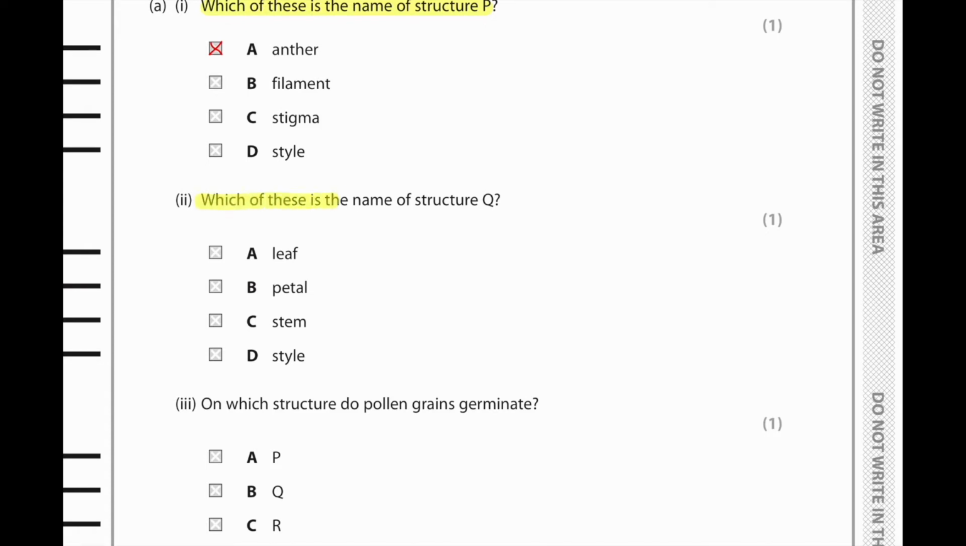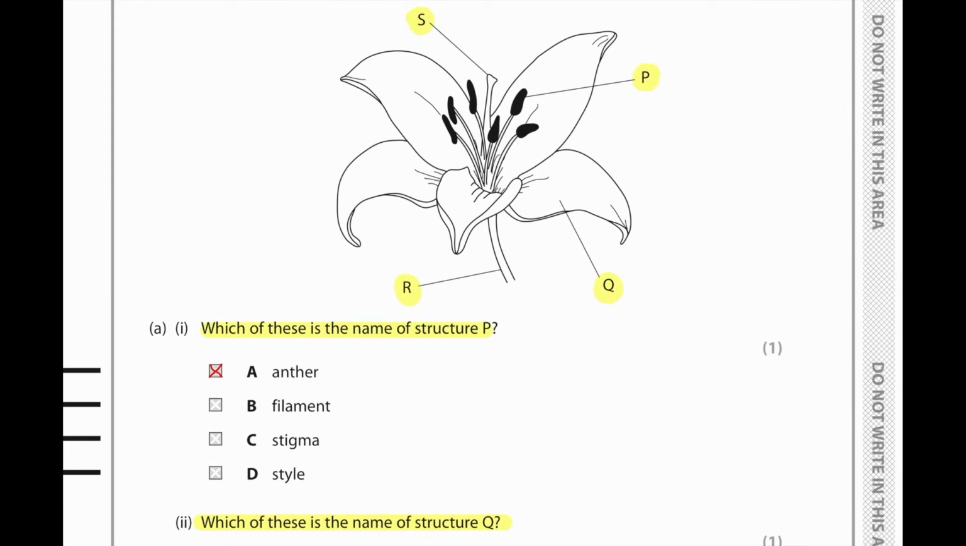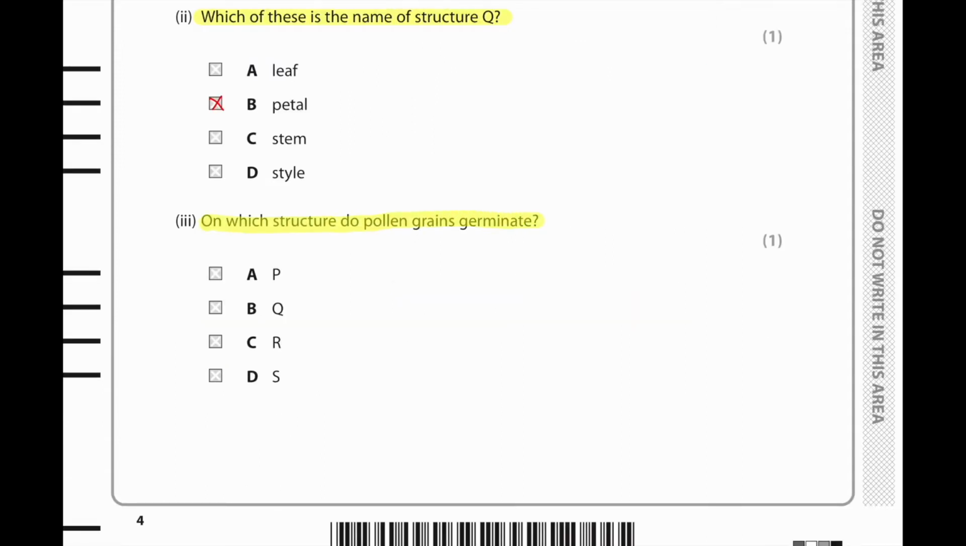Next question. Which of these is the name of the structure Q? So structure Q is the petal. So this is the anther, the petal, and this is the stigma. On which structure do the pollen grains germinate? We know that pollen grains germinate on the stigma. So the answer will be stigma.